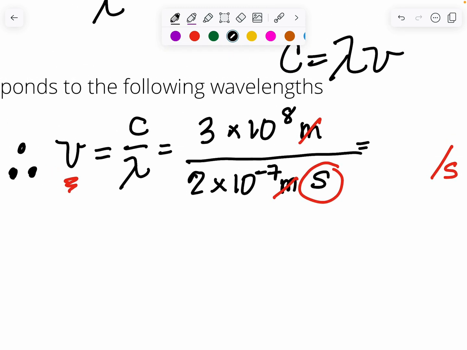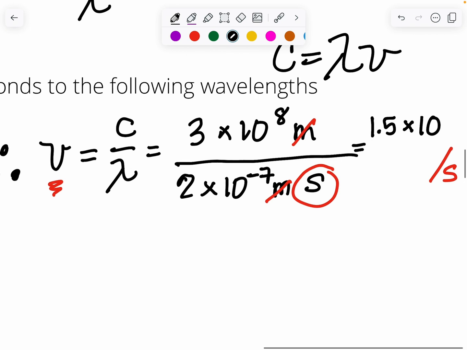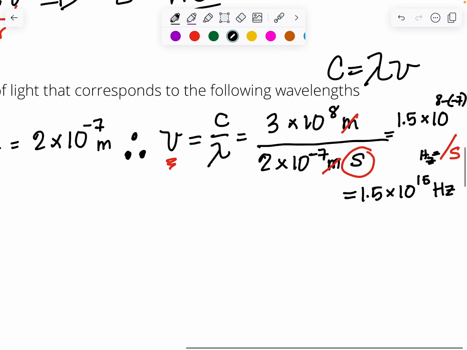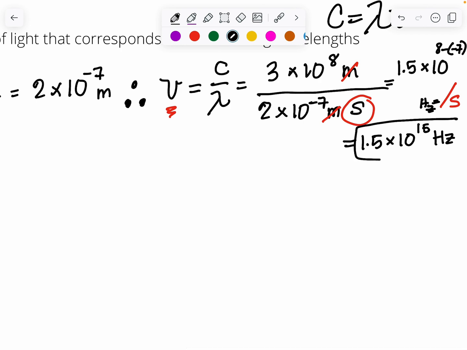All right, so let's do our math here. So 3 divided by 2, that's going to be 1.5 times 10. And remember what we do, if you're dividing exponents, we're going to subtract. So that's going to be 8 minus a negative 7. So in other words, 8 plus 7. So that's going to be 1.5 times 10 to the 15 hertz, which is a per second. That's a hertz. So this is our answer for that first one.